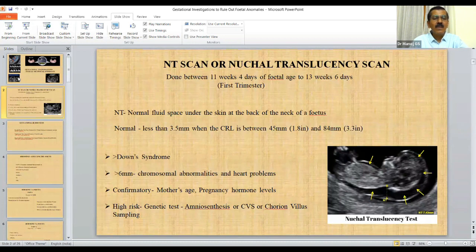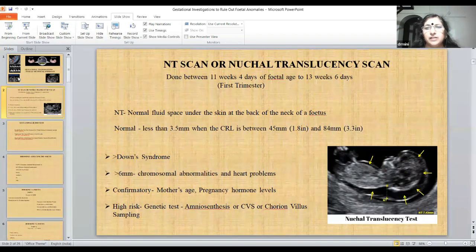This is the first scanning. It is called NT scan or nuchal translucency scan. NT scan, nuchal translucency, is done between 11 weeks, 4 days of fetal age to 13 weeks, 6 days. That is in the first trimester. In that period, this scan is done. That is the first scan.